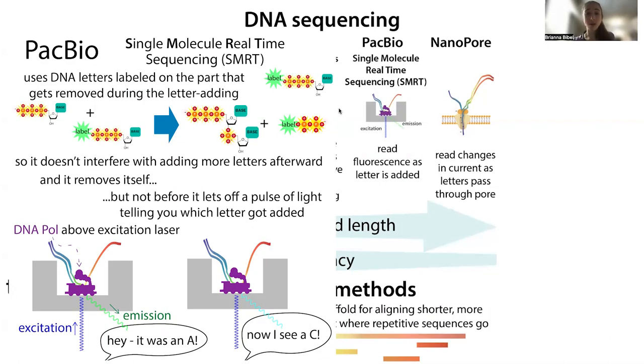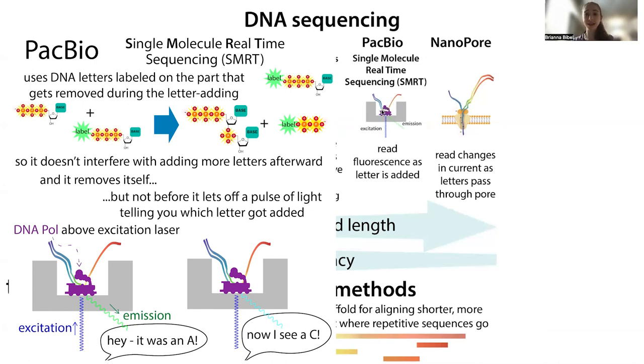With PacBio, you're also going to be using fluorescence, but in this case, the fluorophore is attached to the phosphate group that's going to be removed as the base is added. So as the base is added, you're going to get this fluorescence, but then that fluorophore gets broken off. And so you're going to get a pulse of fluorescence.